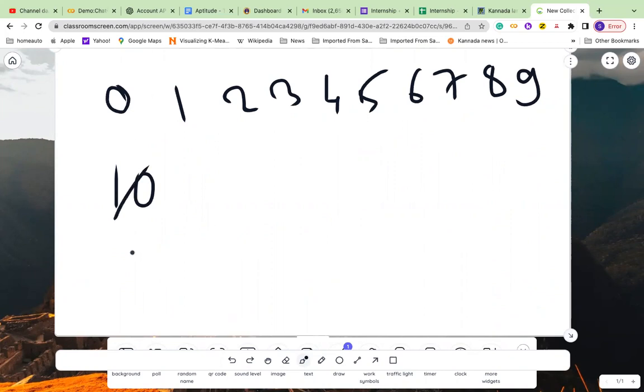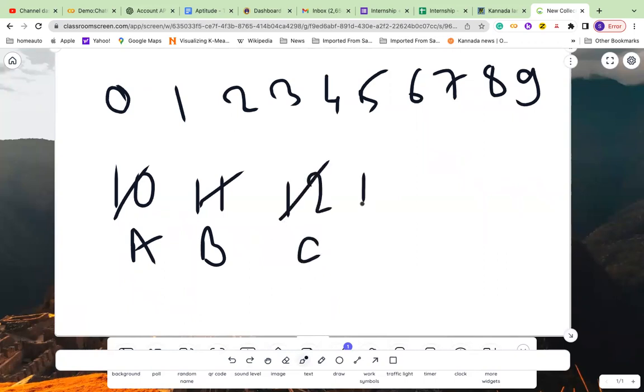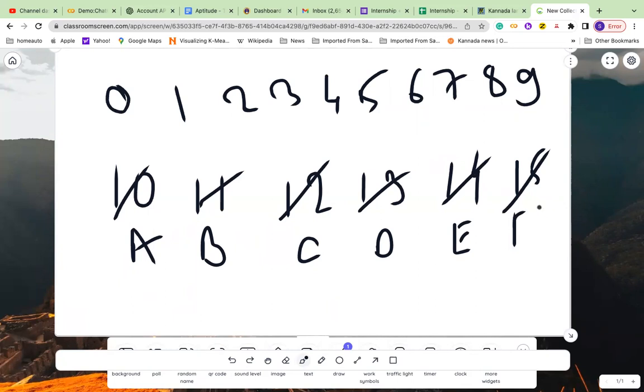So instead of this there is A. 11 is also not unique because it is 1 and 1, so instead there is B. 12 is 1 and 2, so it is not unique either, so C. 13 is D, 14 is E, and 15 is F. So these are the digits allowed in hexadecimal. Any questions here? So in total there are 16 digits in hexadecimal.